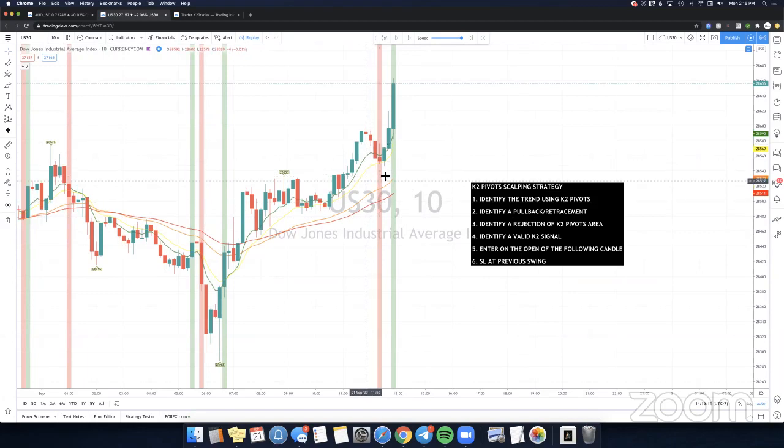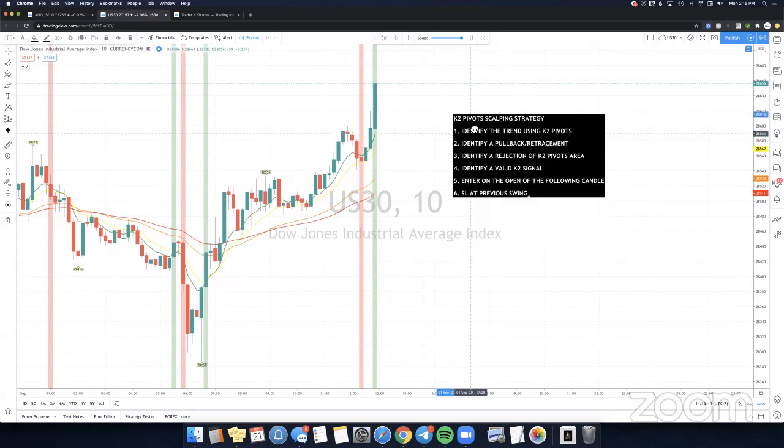So once you identify the trend, you've identified a pullback. Next, you need to identify a rejection. So price comes up, retraces from this point, and then it rejects right here off the K2 pivots. So right here, we got the first three requirements. We have the uptrend, we have the pullback retracement right here, and then we got the rejection right here. So once you have those three requirements, the last thing you need is a valid K2 signal. So right here, we got a valid buy signal since it's a green buy signal with a green bullish candle.